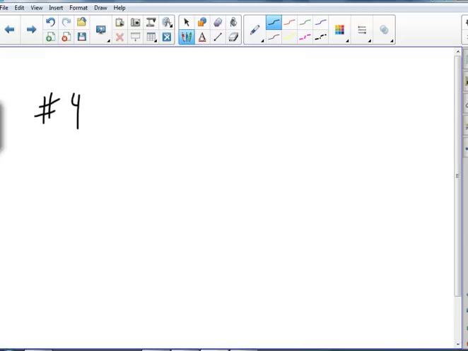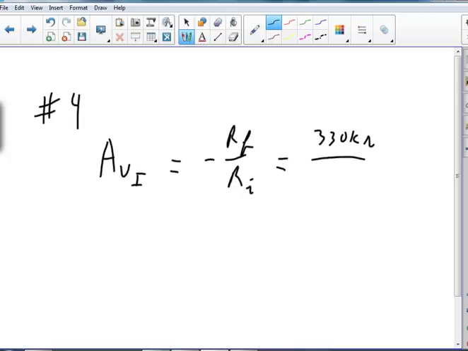Number 4. Calculate the closed loop gain and the output voltage. Okay, so my voltage gain of an inverting amplifier is minus RF over RI, 330K divided by 50K, also known as 6.6.